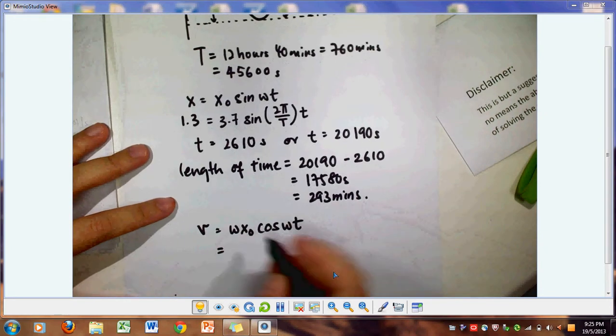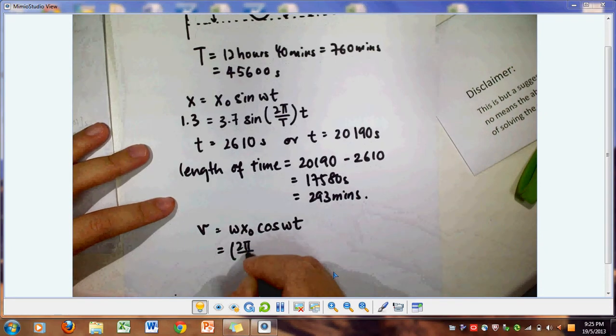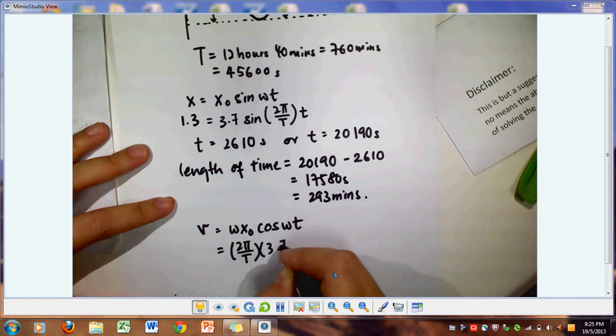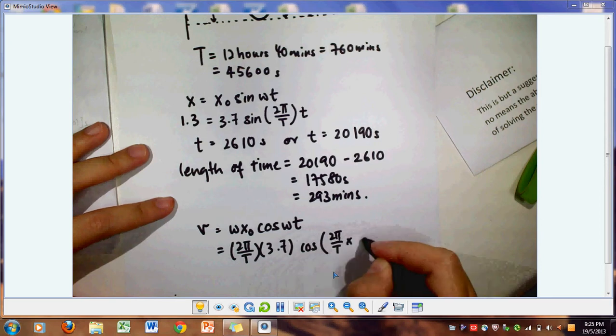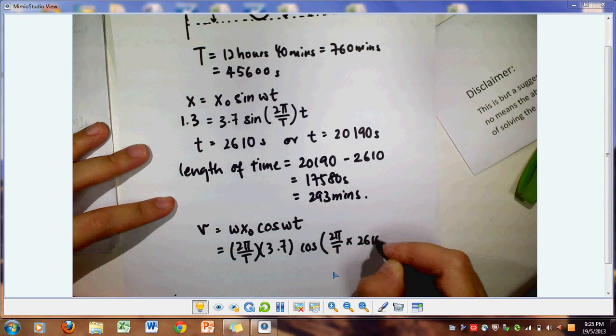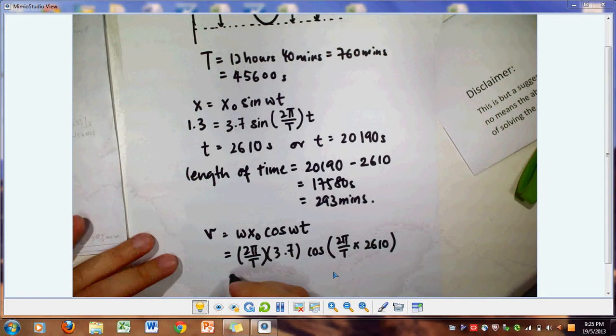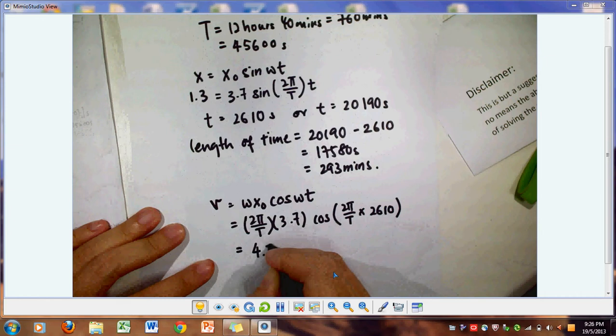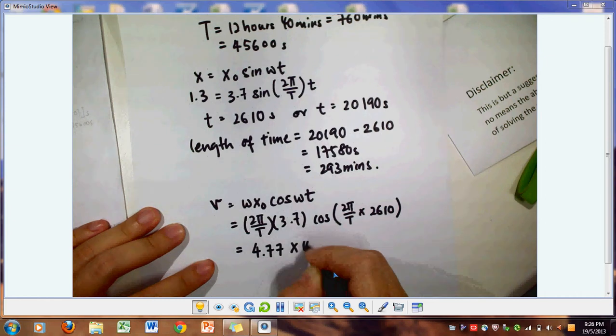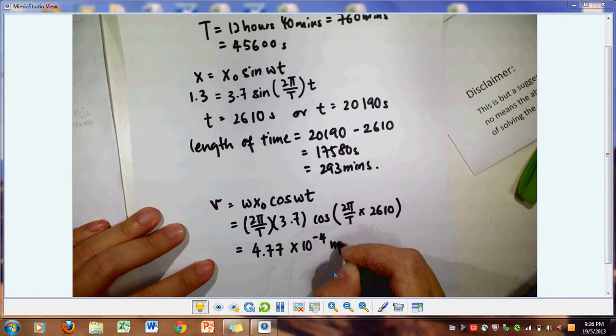So omega again is 2 pi over T, where T is already found. x naught is 3.7 meters. Cosine omega t, and the time here, let's say I use 2610 seconds. Okay, so if you work that out, you should get a value of 4.77 times 10 to the power minus 4 meters per second.